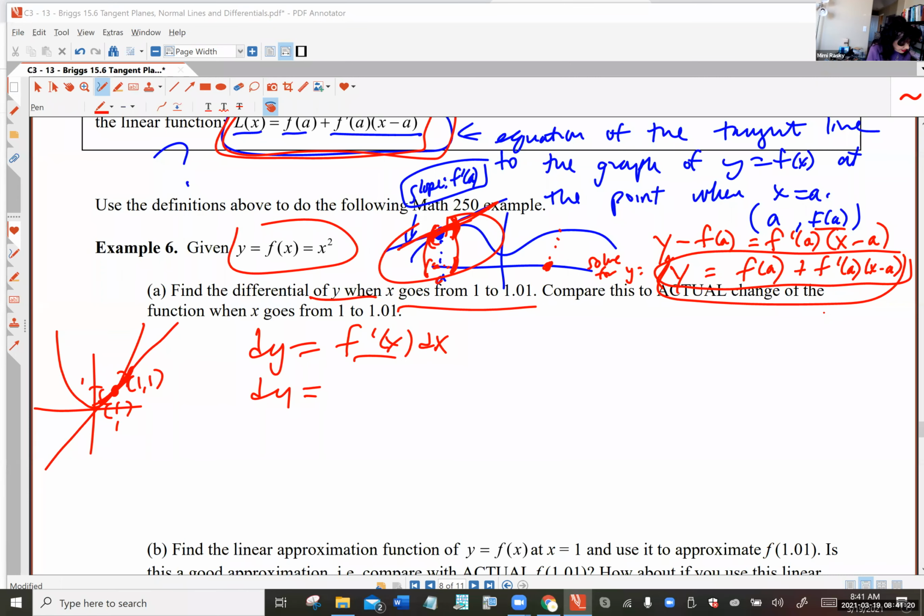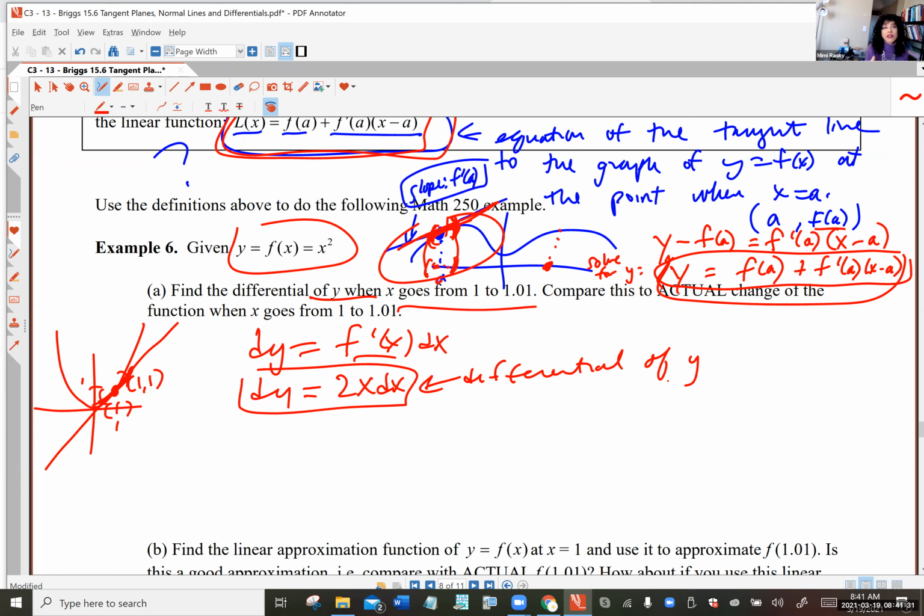So this is 2x. And so there's your differential. That is known as the differential of y, okay? And we're going to use it to approximate changes in the y coordinate. That's what they use differentials for.